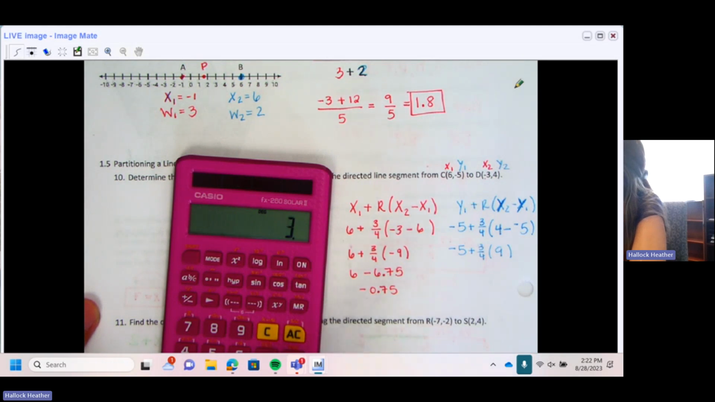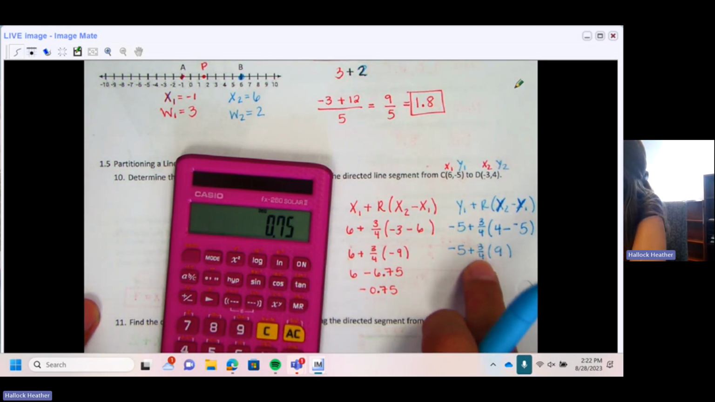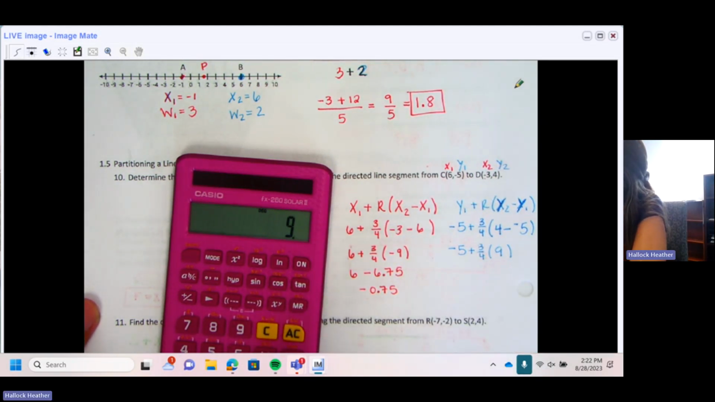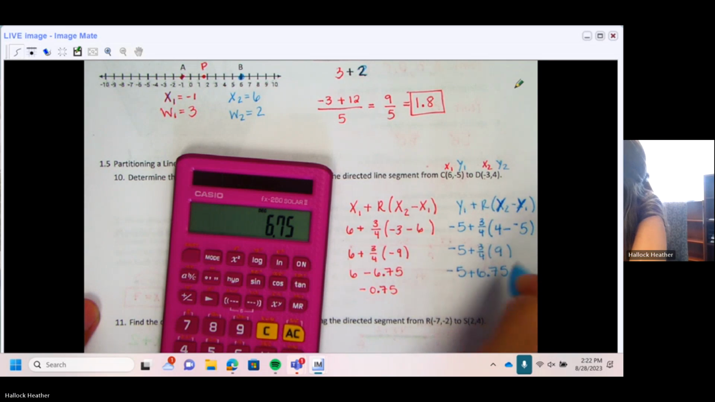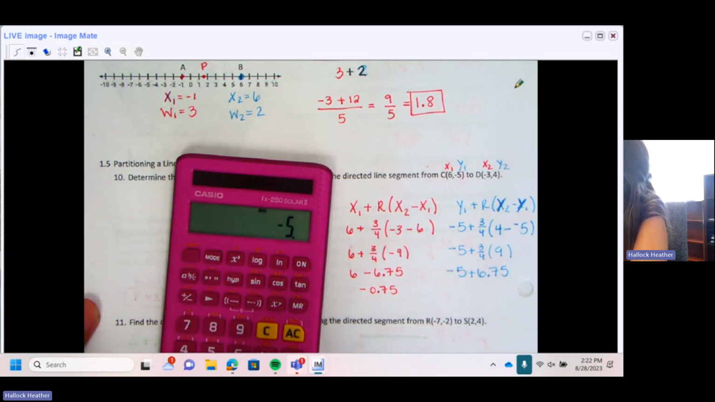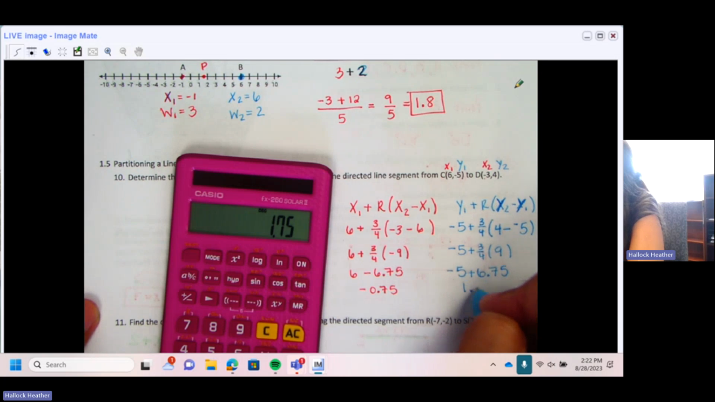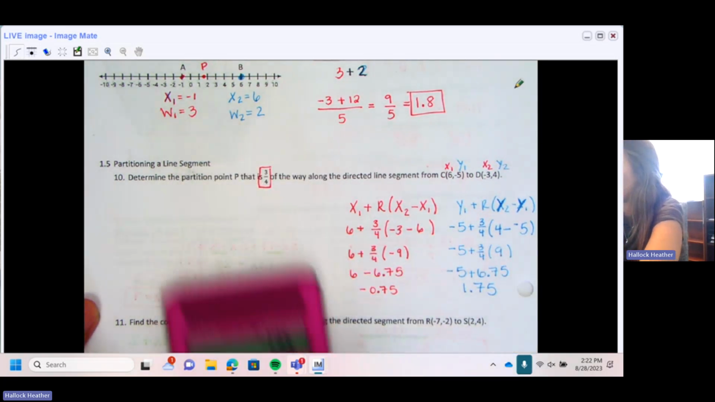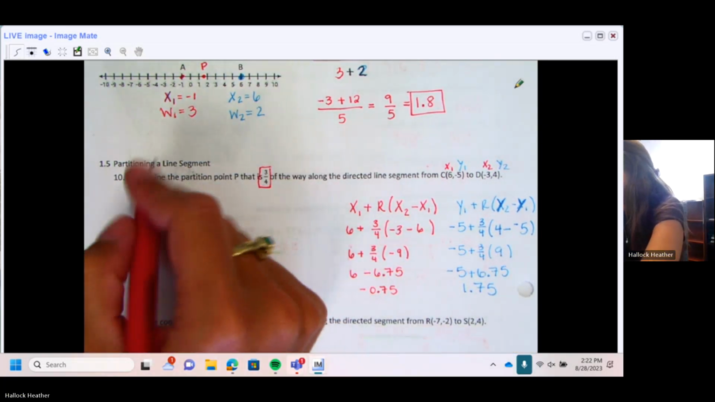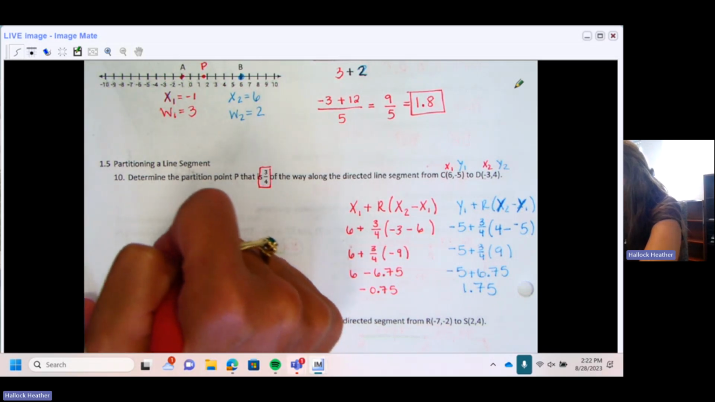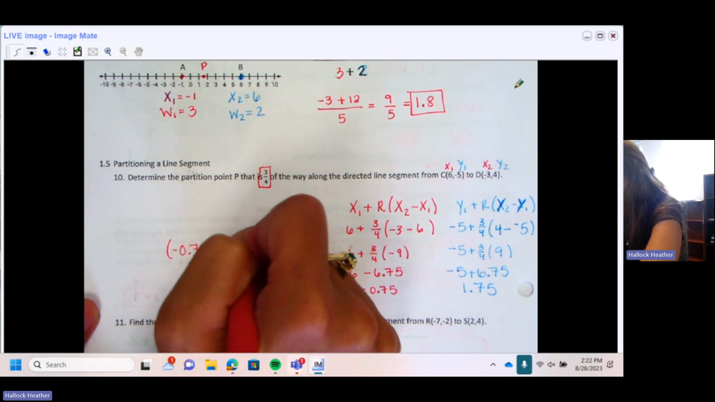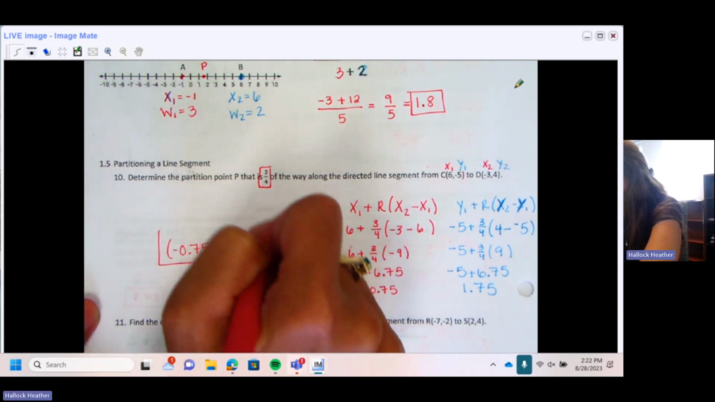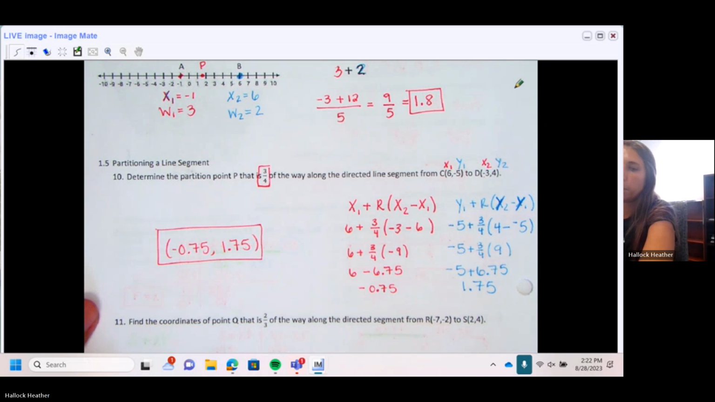So I'm going to do 3 divided by 4 to represent that fraction times 9, which is 6.75. So I'm doing -5 plus 6.75. So I get 1.75. So my partition point ends up at -0.75, 1.75. That is 3/4 of the way.